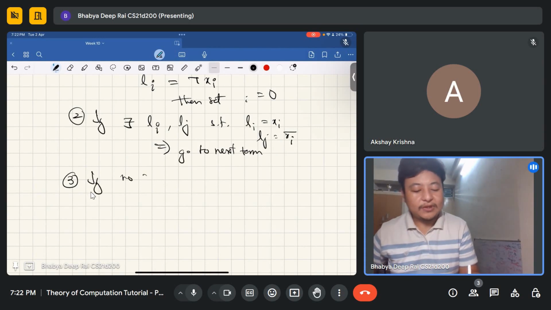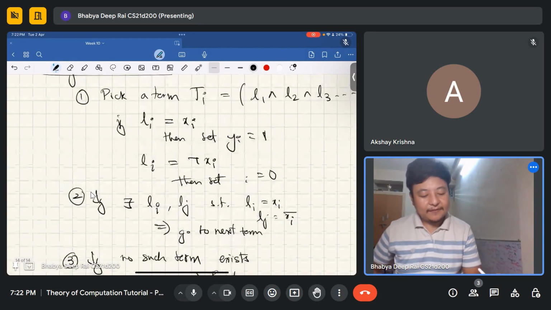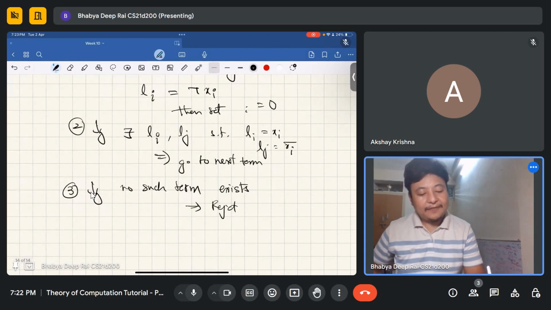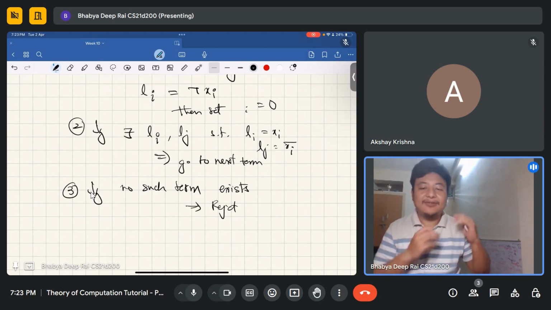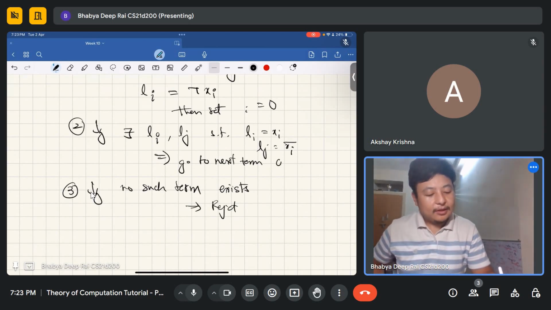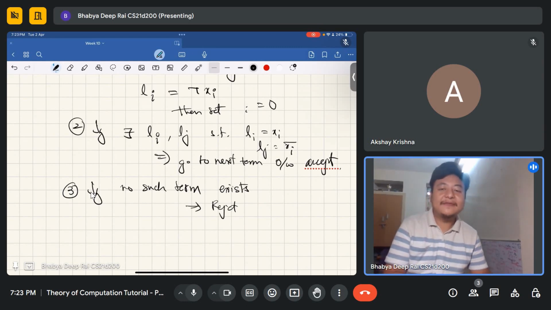If no such satisfiable term exists, then reject. Otherwise, if I had found such a term where xi bar is not present, then I can always satisfy this term. Otherwise, accept. Getting it? So this is my final algorithm.